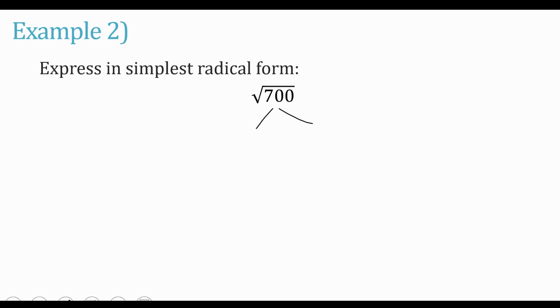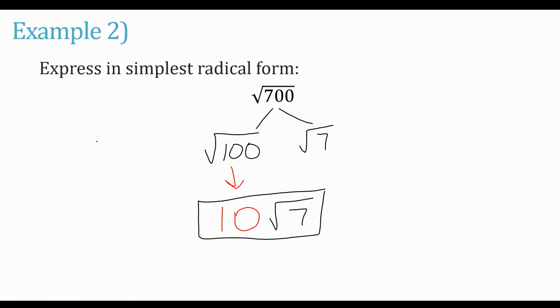So what I'm going to do is break it up into 100, and then I know 100 times 7 gives us 700. I'm going to simplify this radical over here. We get 10. And then I'm going to bring down that radical 7 because we can't simplify that. And that's it. So if it has that double zero, remember that it's a multiple of 100.